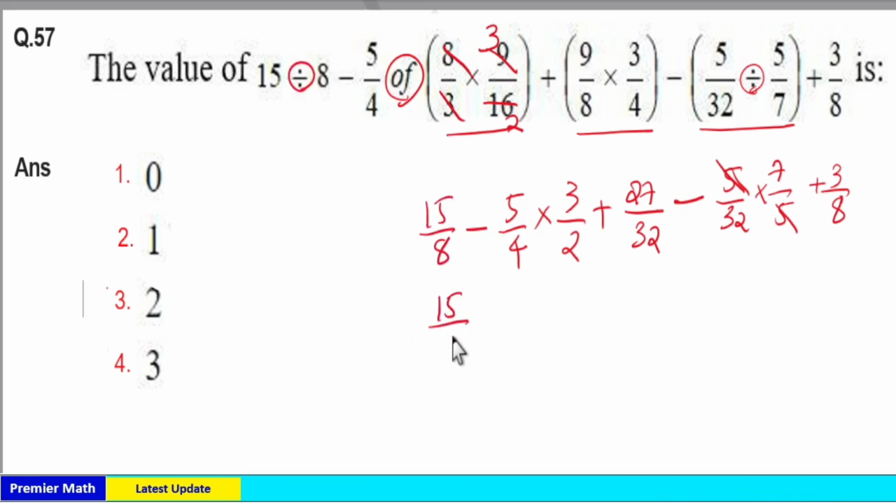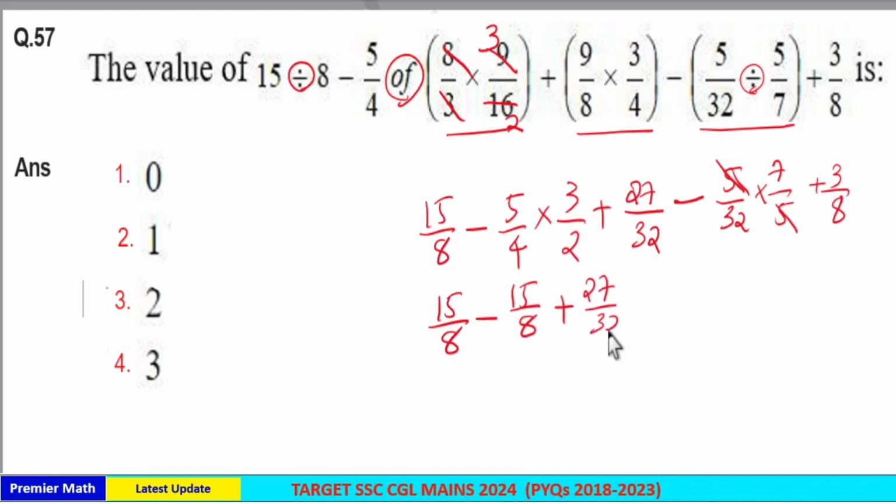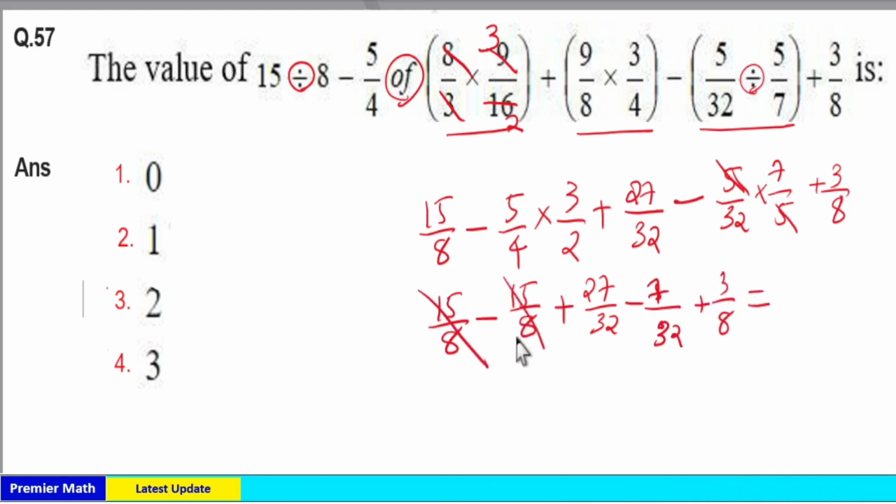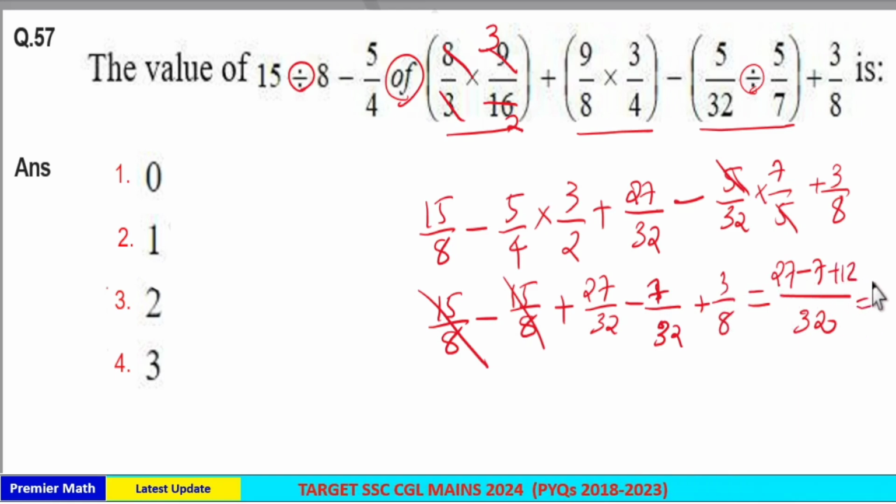Now this is equal to 15 by 8 minus, solve this one, 15 divided by 8 plus 27 by 32 minus 7 divided by 32 plus 3 by 8. Now you can see 15 by 8 and minus 15 by 8 cancel. Take common denominator as 32. Here you have 27 remaining in numerator. Here you have minus 7 in numerator. Here you have 8 goes 4 times in 32. 4 into 3 is 12 in the numerator. Now 27 minus 7 is 20. 20 plus 12 is 32. So 32 by 32 is equal to 1. Option 2 is your answer.